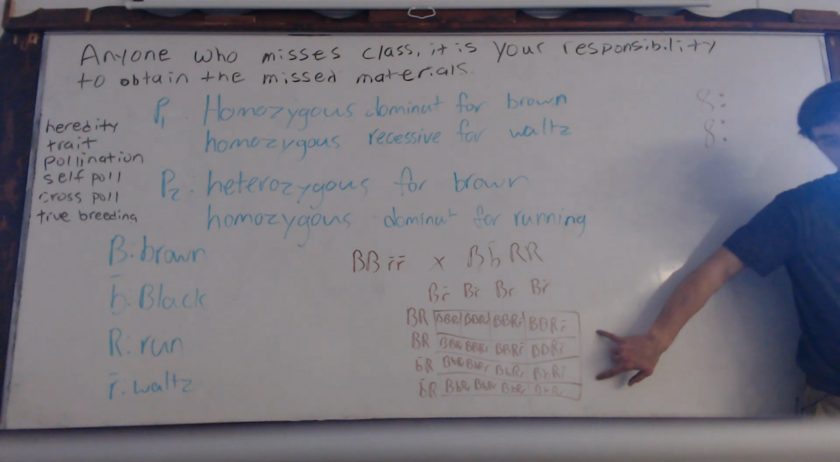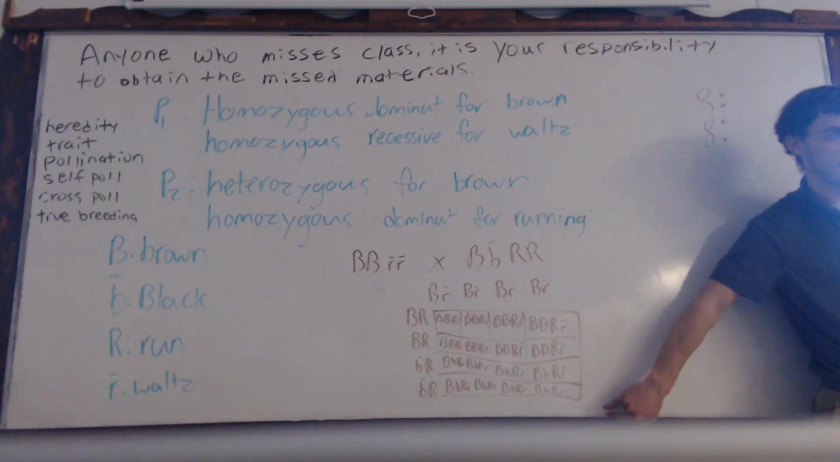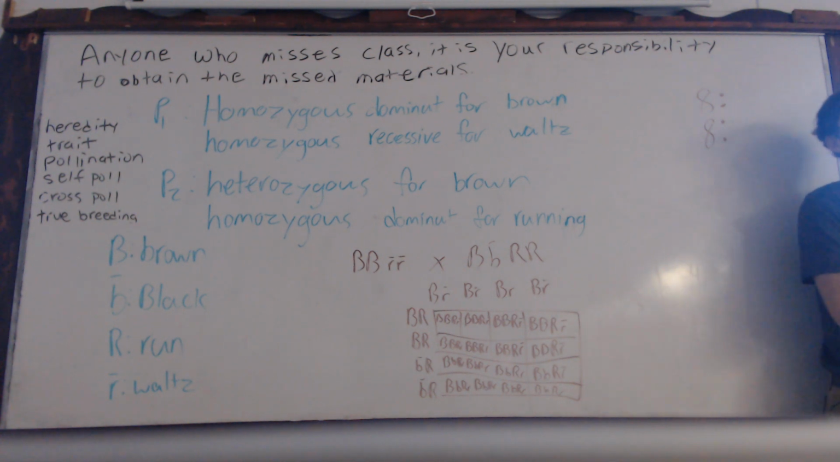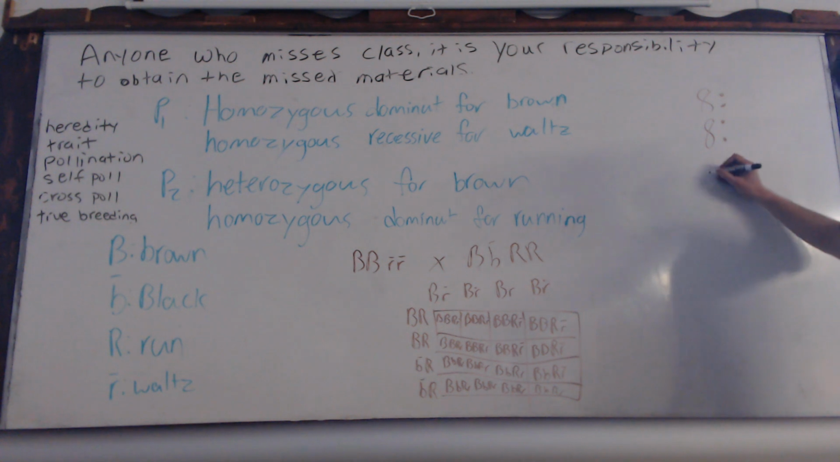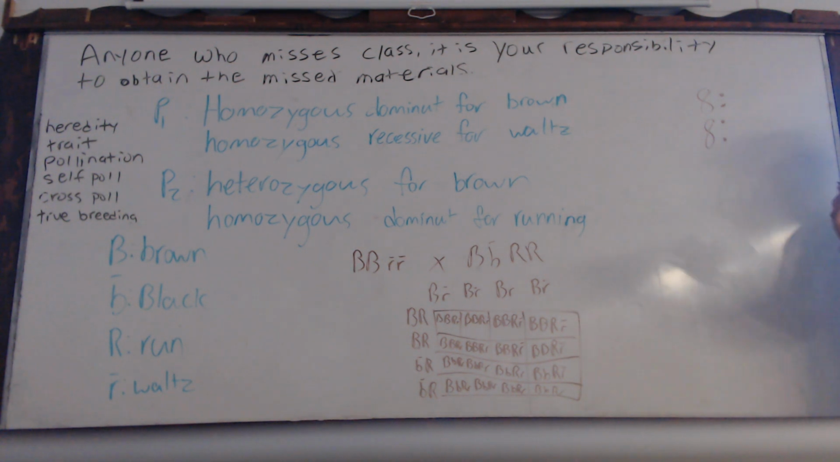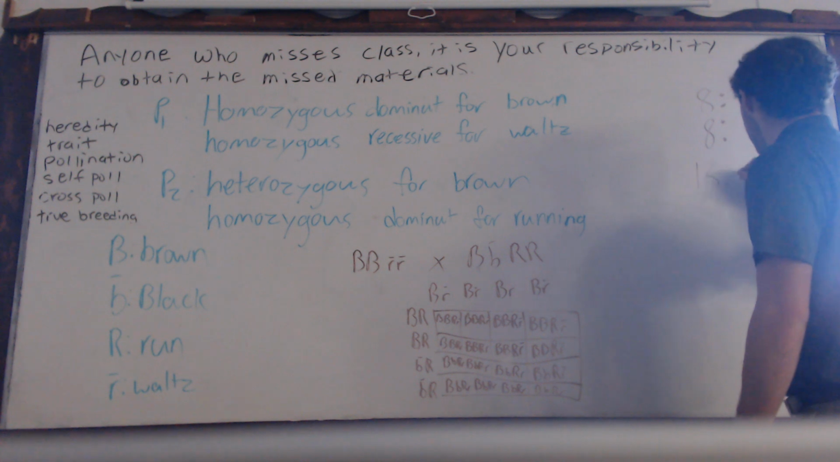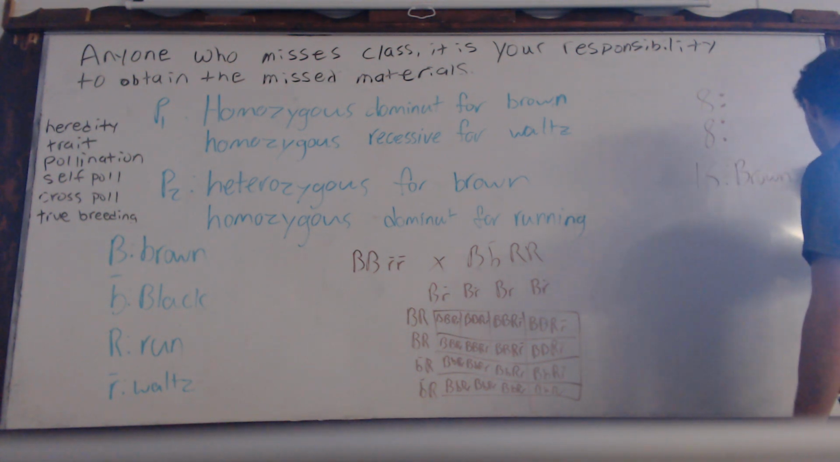Yeah, no, she's right. They're all running and they're all brown. So what's the phenotypic ratio? 16? Right? Because they're all going to be the same, even though the genotypes are different. Yeah, genotype is different. Not heterozygous. Running.